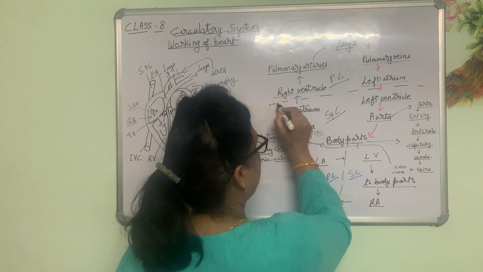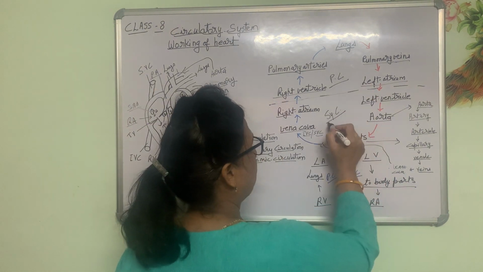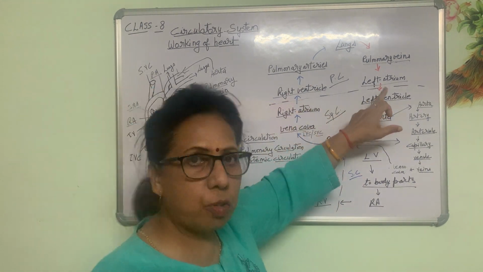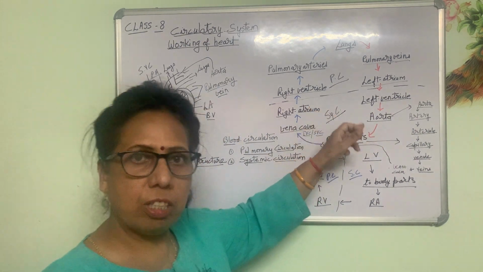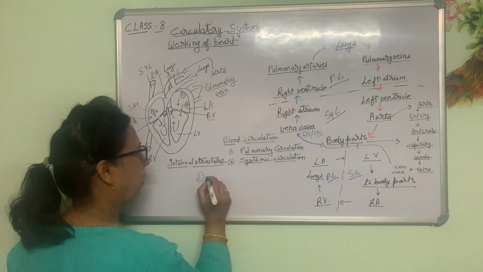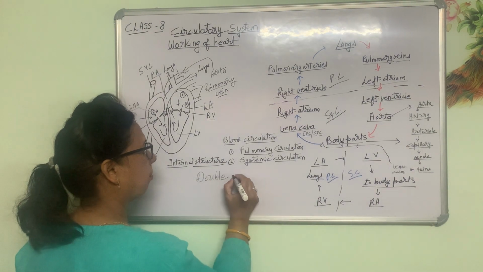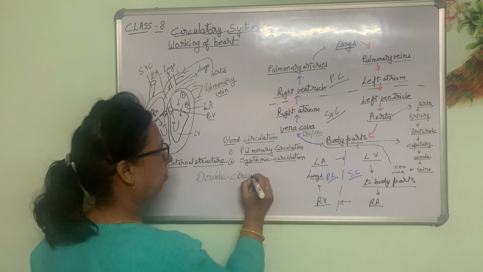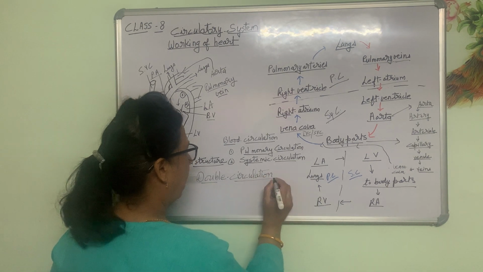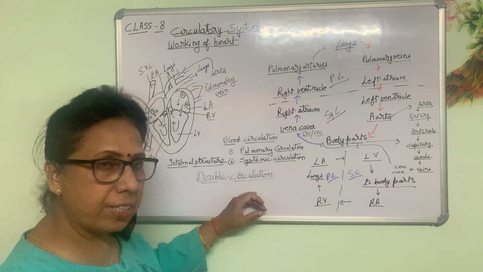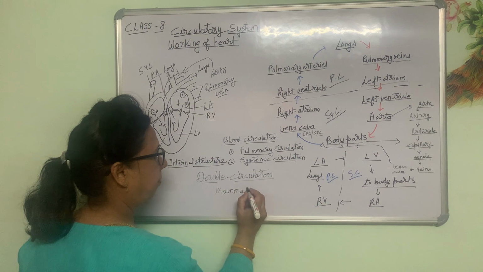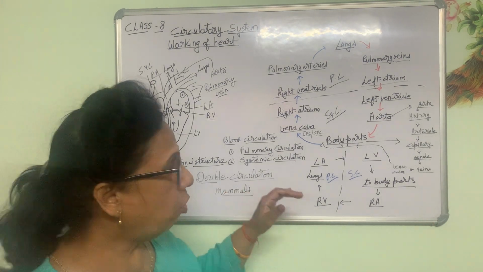Now here, as I make it the dotted line, this is pulmonary circulation. So in completing one cycle, blood passes twice through the heart. As it passes twice through the heart, this is called double circulation. Double means twice, and it is a characteristic feature of mammals. I hope it is clear to you.